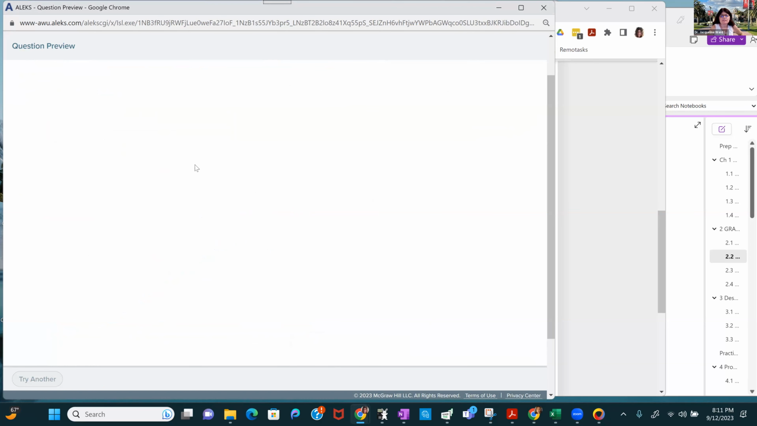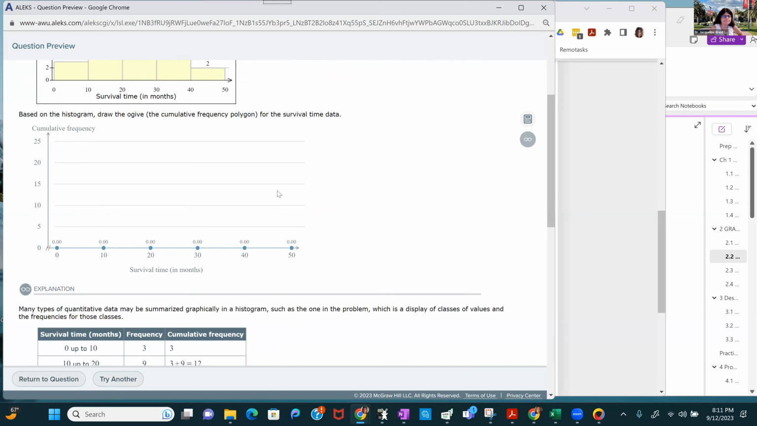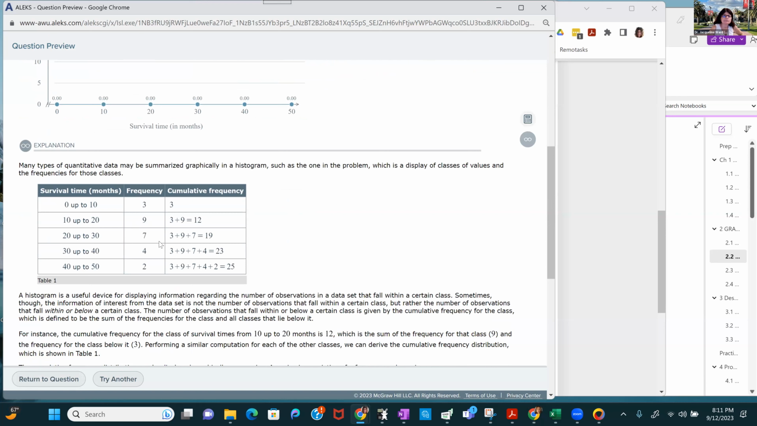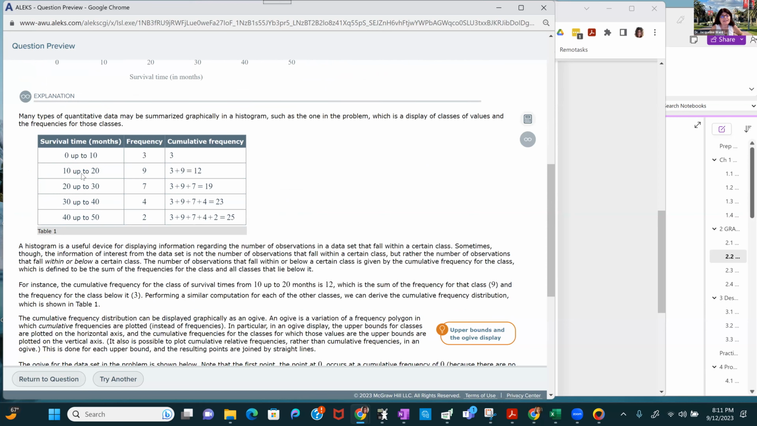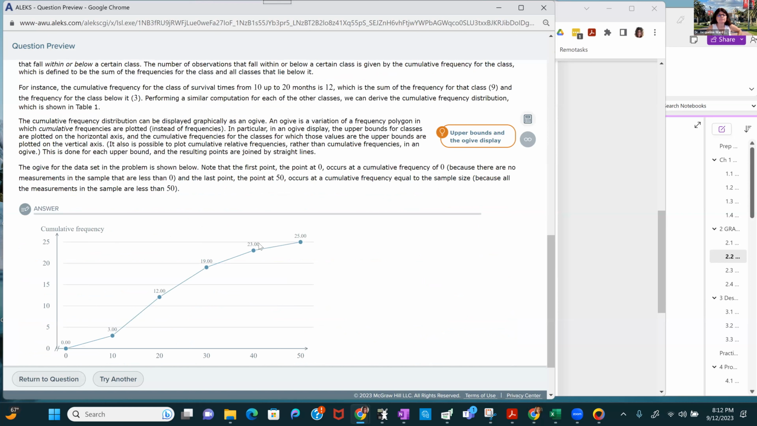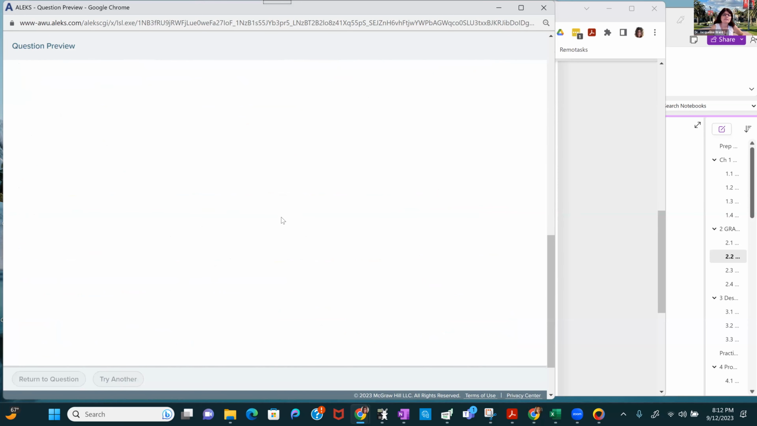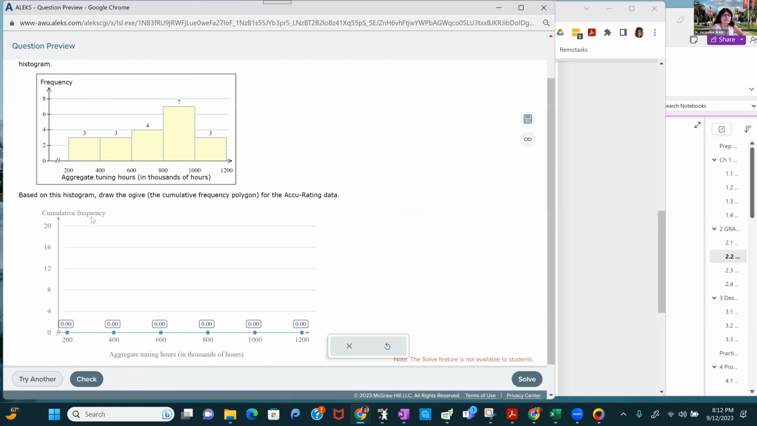And I'll show you what Alex does. They do a little table, you know, and they've added the cumulative frequencies here. So again, it's 10 up to 20, or just less than 20. So this is another one with cumulative frequency.